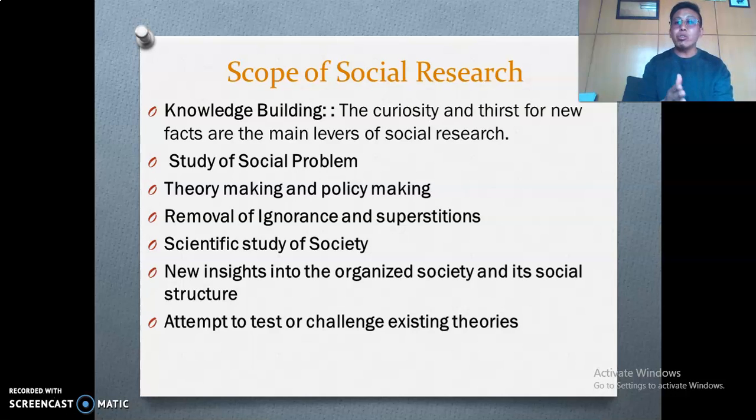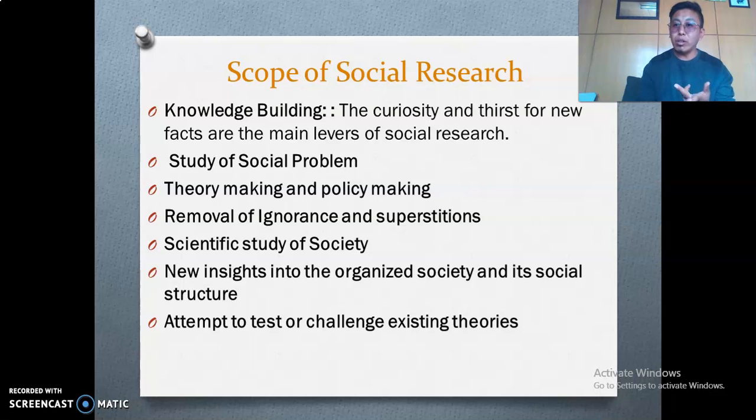And then study of social problems. We always carry out social research only when there is a certain social problem. So studying social problems is one of the major scopes of social research. And then theory making and policy making. Theory making means there are always two things, theory and practical. So in social research we deal with both.